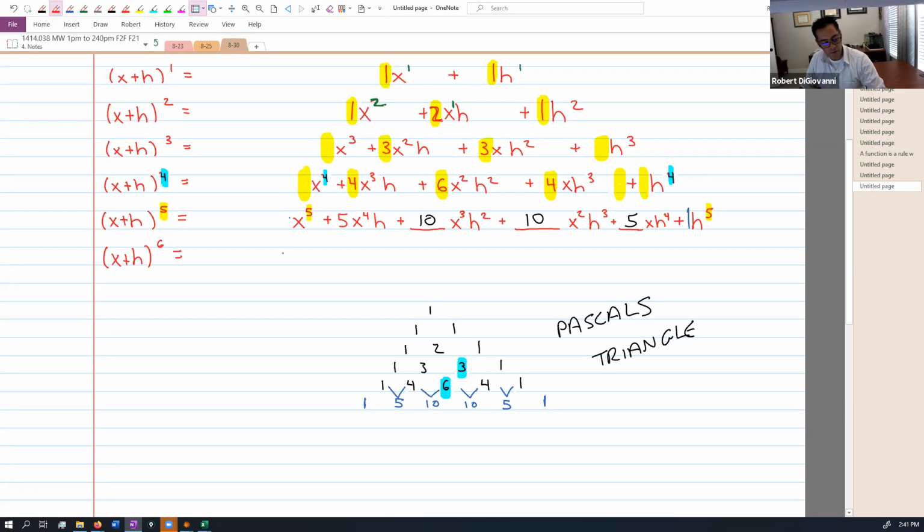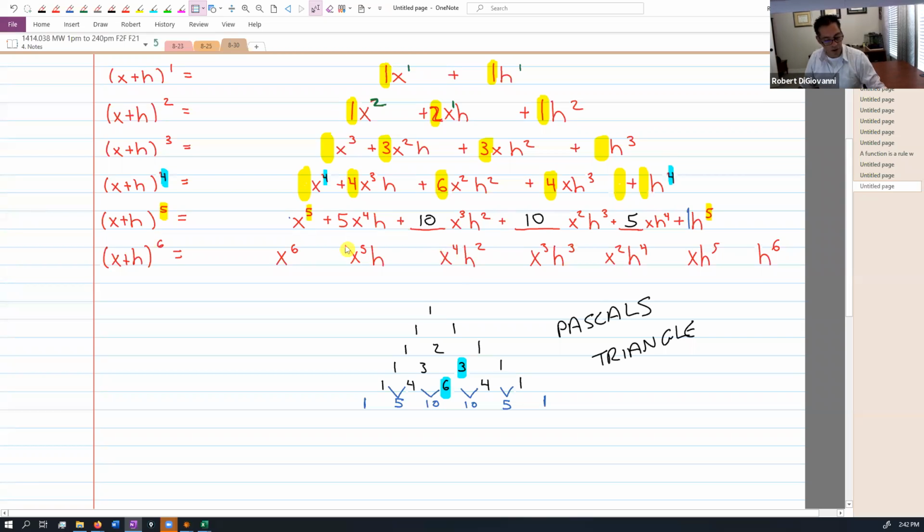Because I know, first of all, the powers on X are going to go down. X to the 6th, X to the 5th H, X to the 4th H squared, X cubed H cubed, X squared H to the 4th, then X H to the 5th, and then the last one will be H to the 6th. So that's what I know happens with the powers going down and coming up.